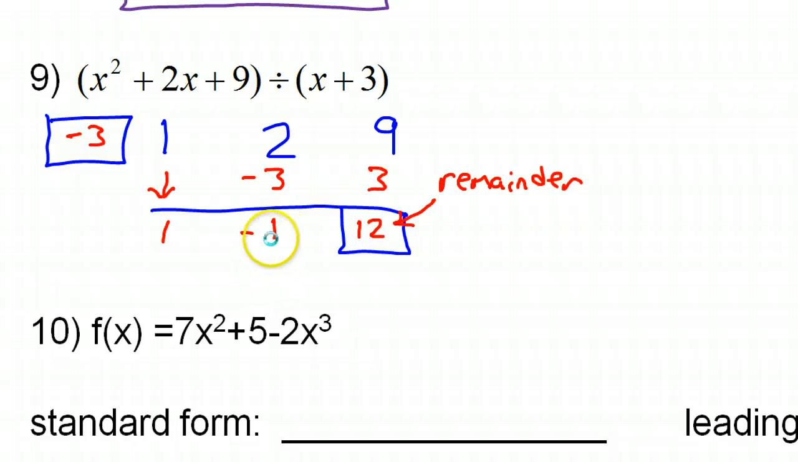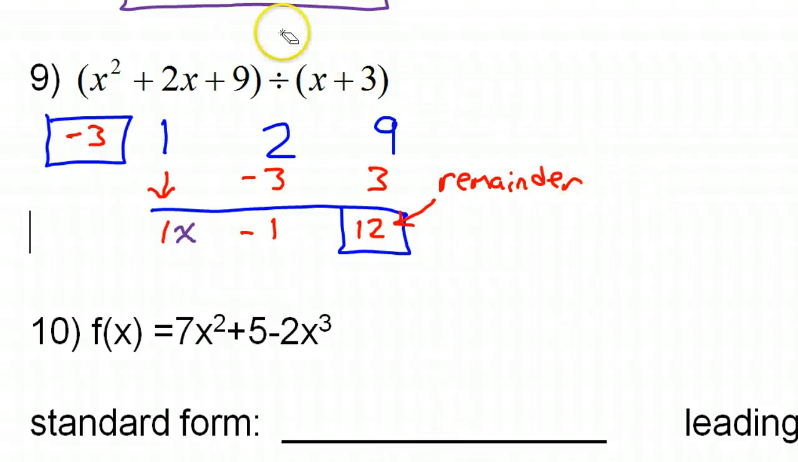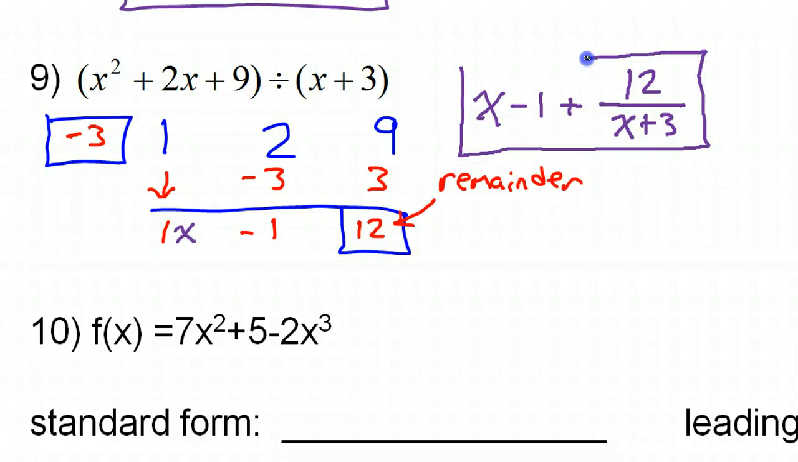That makes this the constant, and that makes this the linear term. So in other words, what we have here is x minus 1. I have to include the remainder. Now the remainder gets added on the end as a fraction. So I have 12 over the thing we divided by, so 12 over x plus 3. So this is the answer for number 9.